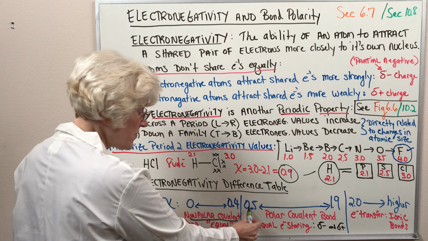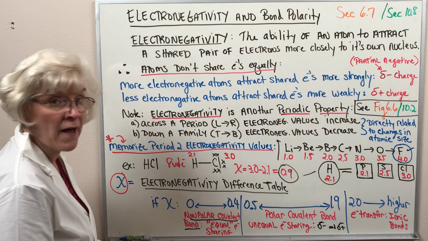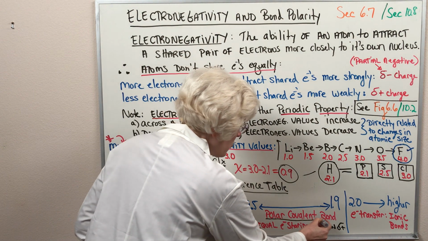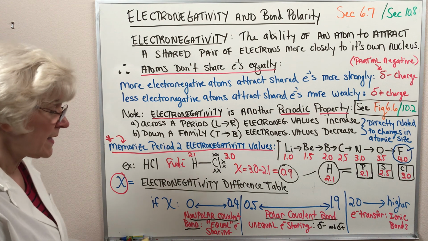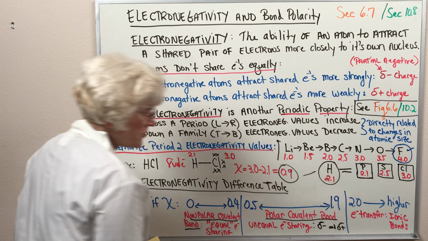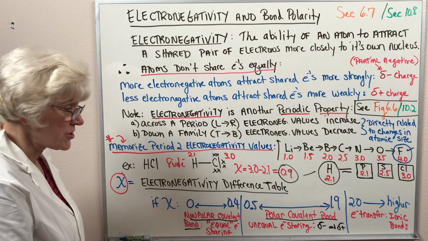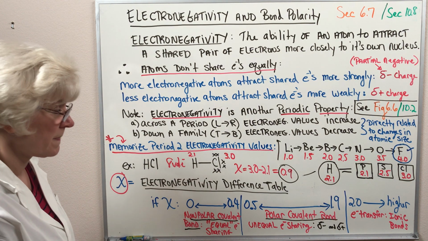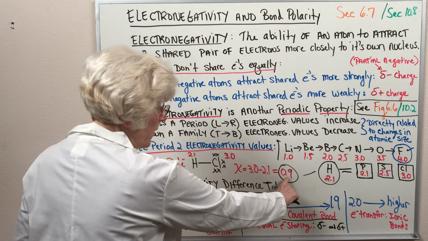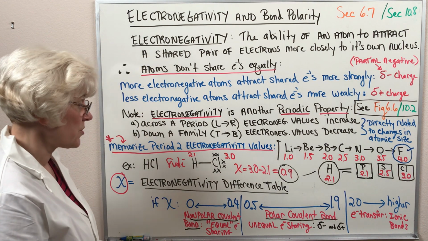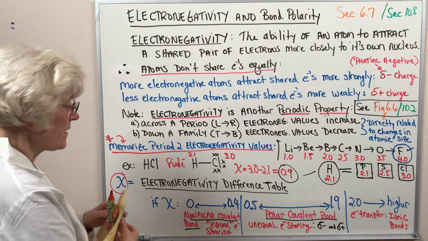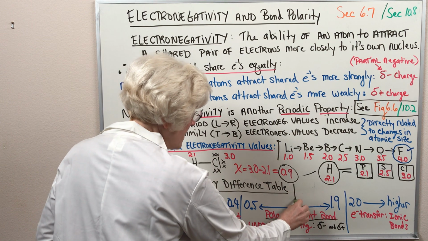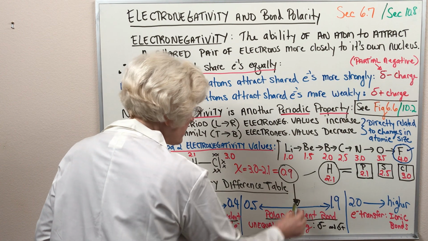So if the electronegativity difference is between 0.5 and 1.9, we're going to call this a polar covalent bond, meaning there is unequal electron sharing going on. Partial negative and partial positive charges exist on atoms. And that is exactly where we find ourselves in the situation with HCl. The electronegativity difference is 0.9. It falls directly in this range of polar covalent bonds.